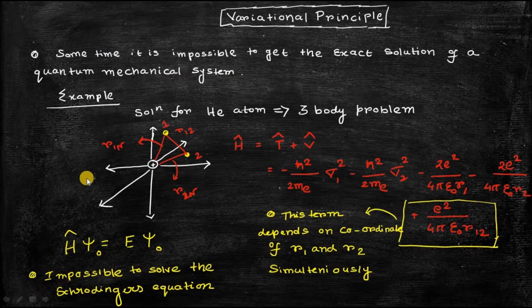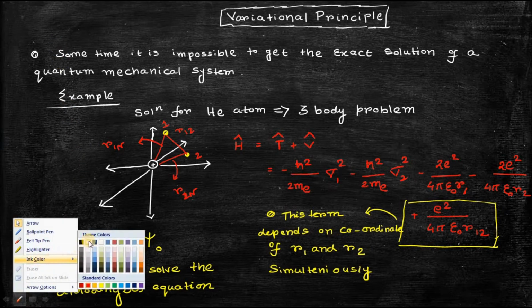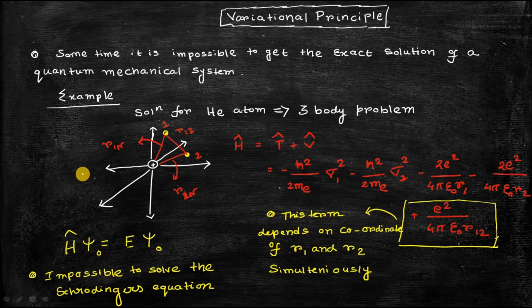What I am saying is that sometimes a system is a bit complicated, so in that case it is impossible to get the exact solution of that quantum mechanical system. If you remember, we have solved the exact solution for the hydrogen atom system. The hydrogen atom is basically a one electron system, with one nucleus and one electron. But when the system becomes a bit complicated, like in the case of the helium atom, where there is a single nucleus and two electrons, we are unable to get the exact solution for that system.